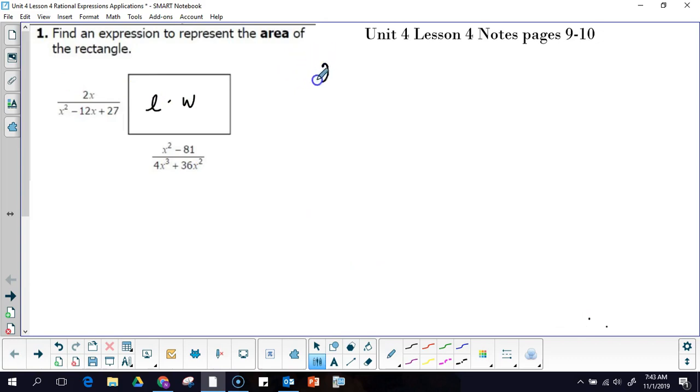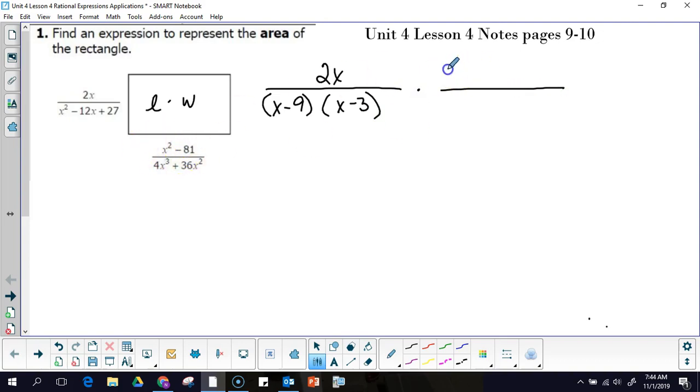So let's see, I'm going to put the 2x in the numerator, and then I'm going to go ahead and factor this denominator. 27 is 9 times 3, so x minus 9 and x minus 3 would work to factor that. The next numerator is difference of squares, so that's x plus 9, x minus 9. And then I can take out a greatest common factor from this one. I can take out 4x squared. And then what do I have left? I've got x plus 9.